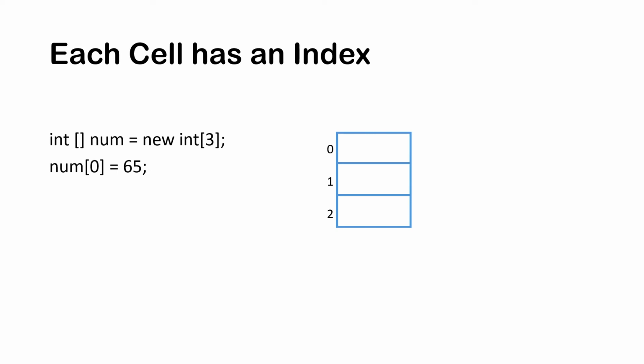So if we say num[0] = 65, we will store 65 in box 0 or cell 0 of the array. num[1] = 43. num[2] = 20.